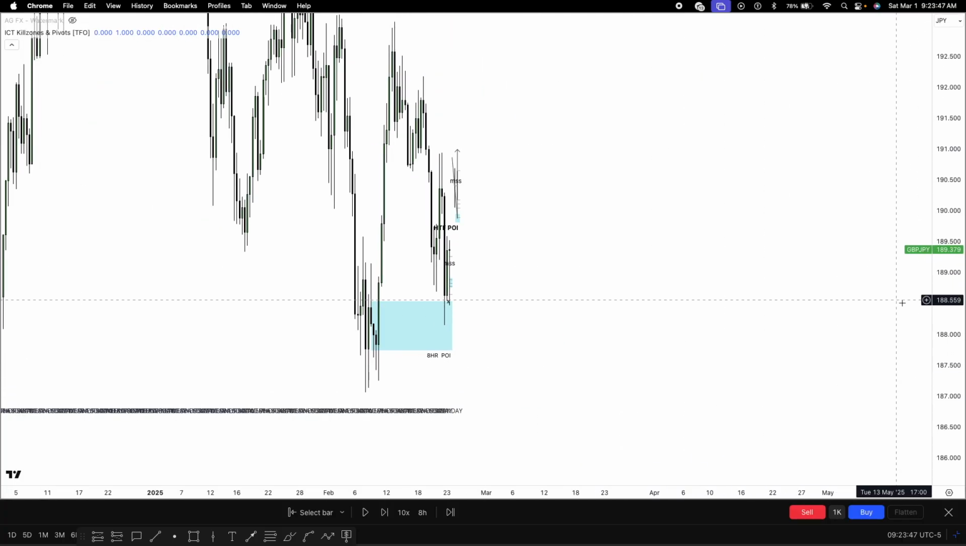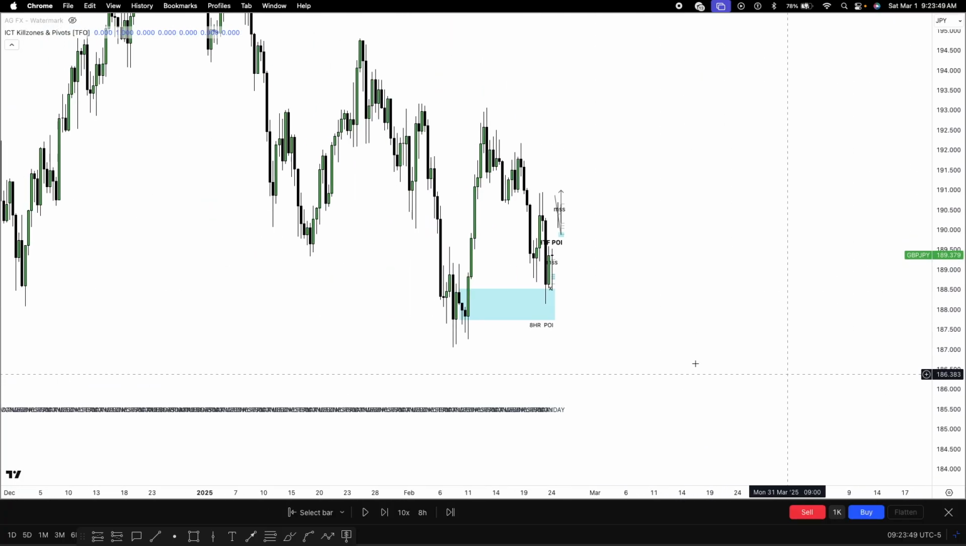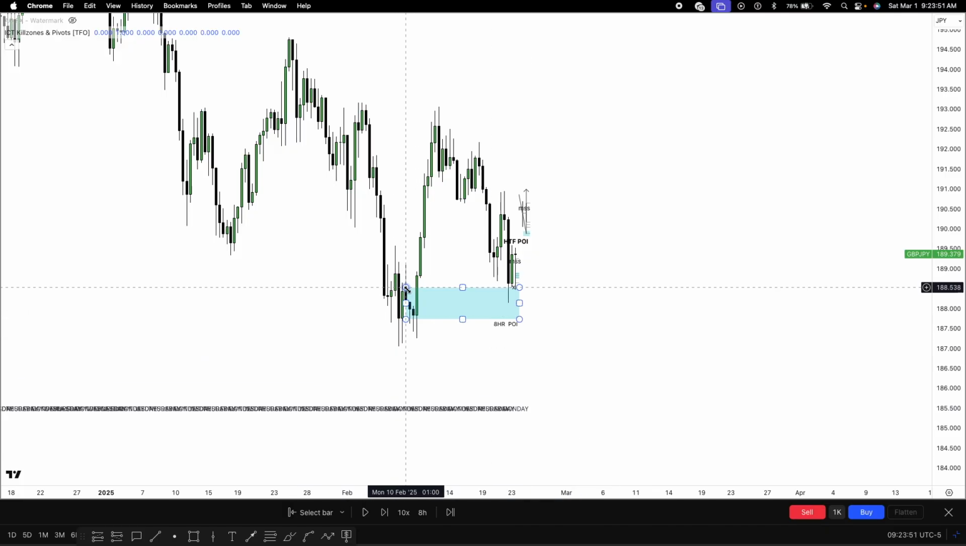Right here off my 8-hour POI, what do you see? What are these last 3 consistent down close candles? Bullish order block. Price came down inside of my bullish order block. So once I see this on Friday or on the weekends while doing my pre-market analysis, I'm already expecting price to react off this bullish 8-hour order block.